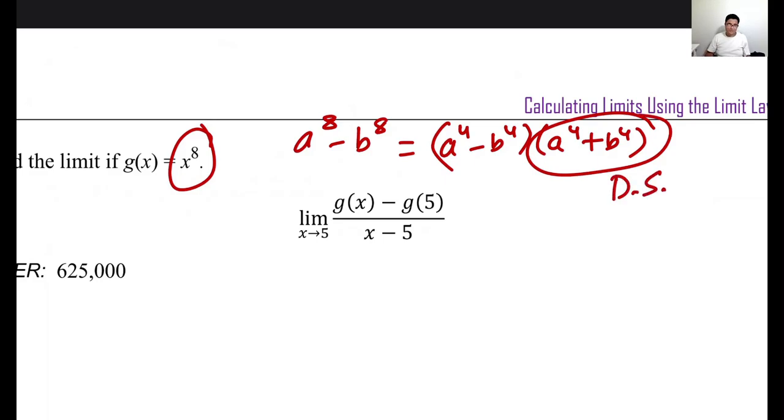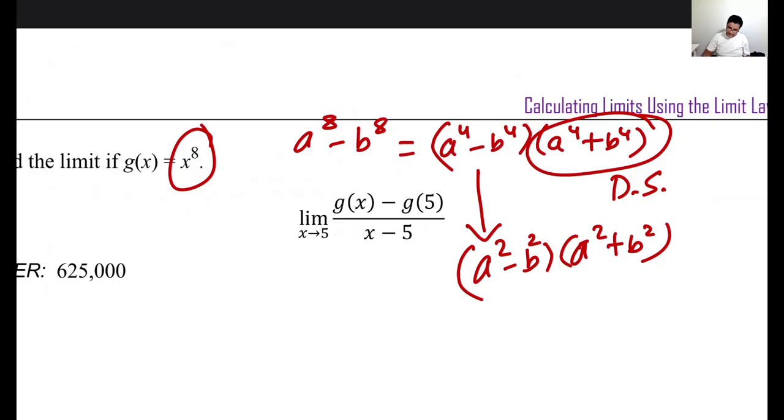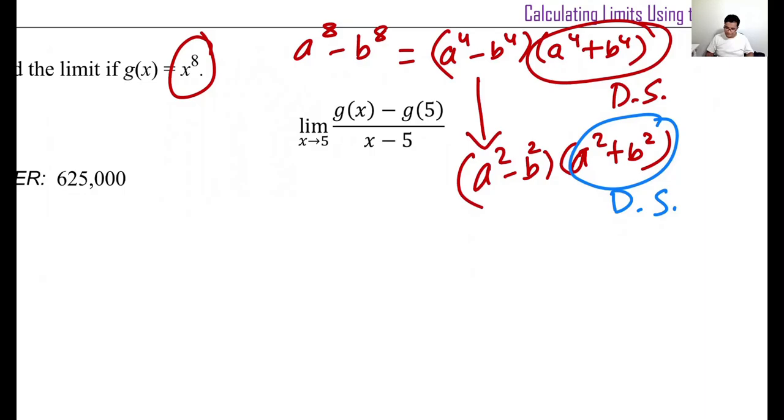It will not become 0, right? So you split the limit into two parts and focus on a to the 4 minus b to the 4. That would be a square minus b square times a square plus b square. Again, this part you do the direct substitution by splitting the limit using the product rule. We have done that before in this video. Look at some previous problems.